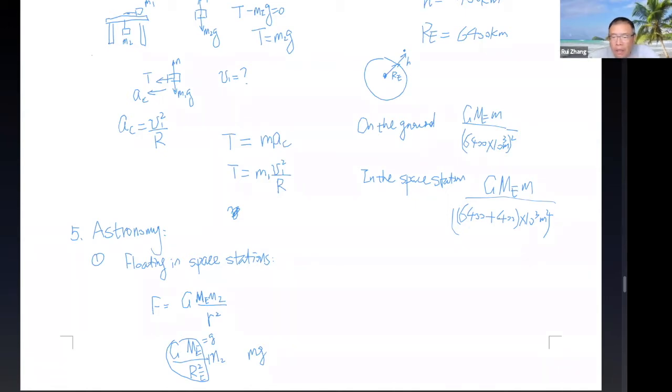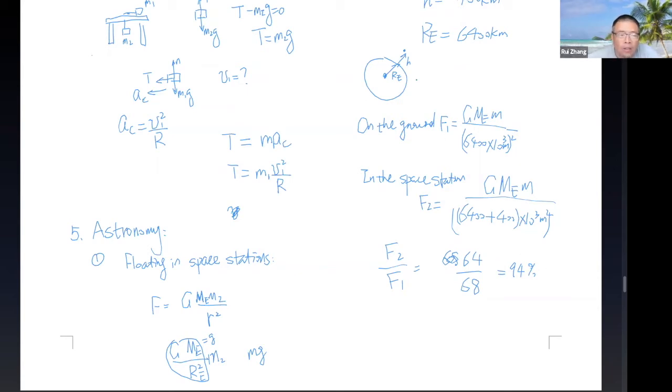So if you want to take this divided by that, I get basically the ratio of these two forces. I call it F1, this is F2. So F2 divided by F1, the ratio of these two is like 64 divided by 68. So if you calculate it, you see that it's about like 94%. So in the space station, the gravitational force you have is 94% of what you'd feel on the surface.